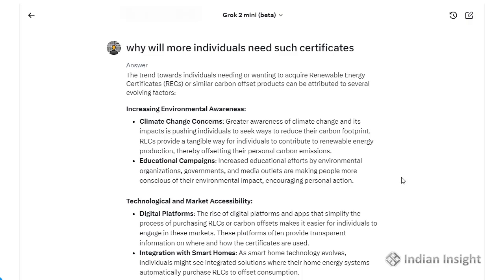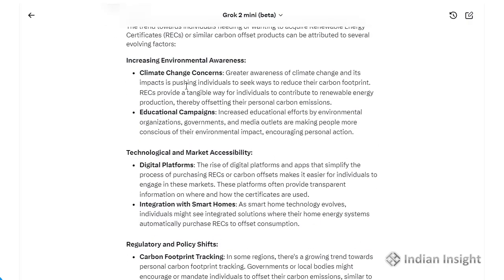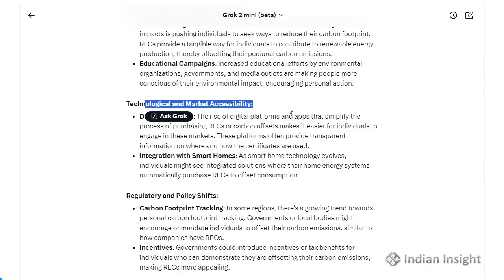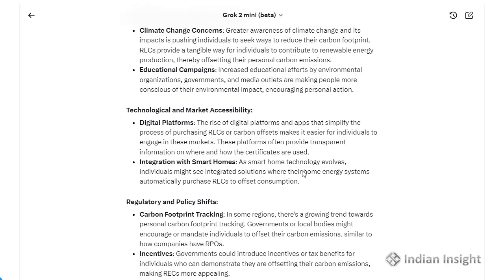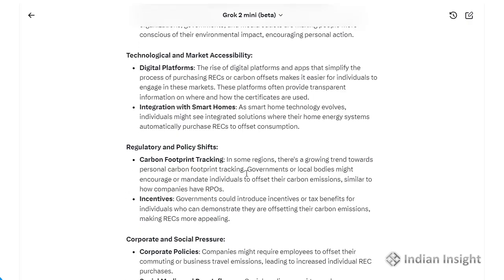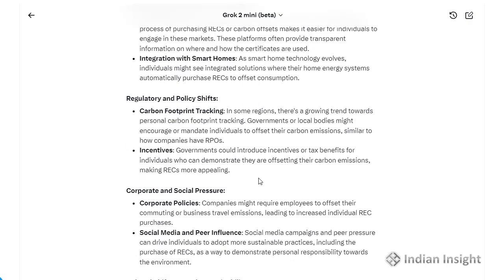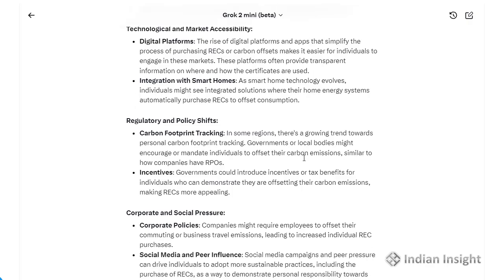Okay, the trend towards individuals needing RECs can be attributed to several factors: climate change concerns, educational campaigns, so basically increasing environmental awareness, technological and market accessibility, and regulatory and policy shifts. So mostly I see that yes, a regulatory push will be needed for greater adoption of these RECs. Then we have the mention of integration with smart homes. As smart home technology evolves, individuals may see integrated solutions where their home energy systems automatically purchase RECs to offset consumption.